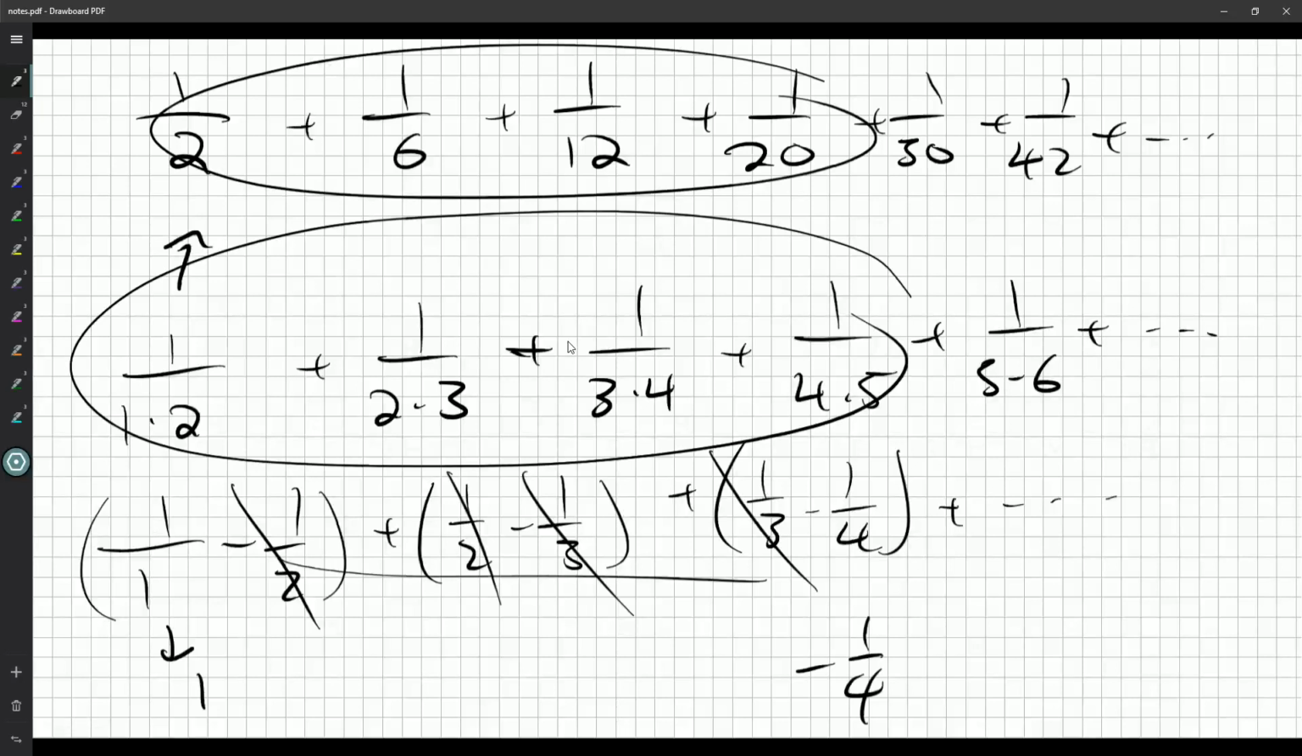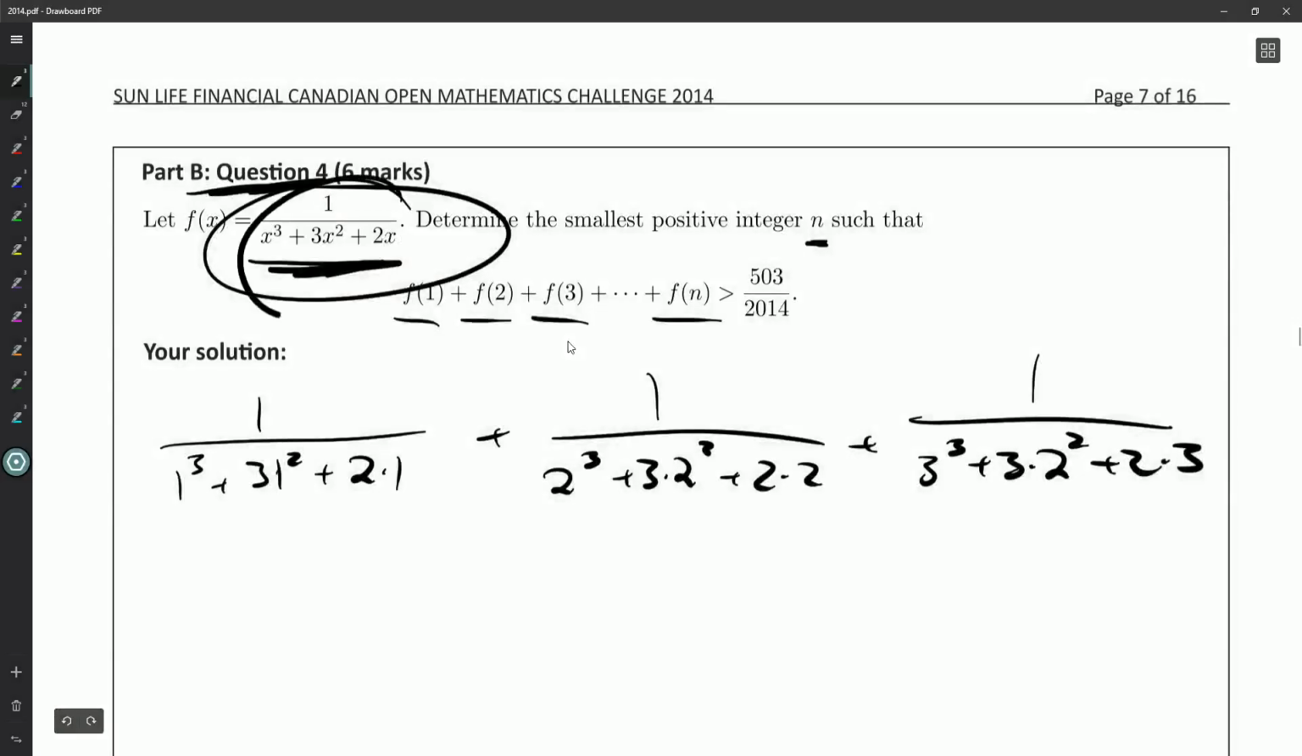And so if you learn to write something like this in a different way, terms might cancel. I'm not guaranteed that that's what's going to happen here, but I strongly suspect it is. Okay? This is based off experience that I am now passing on to you. So let's look at what they've got.